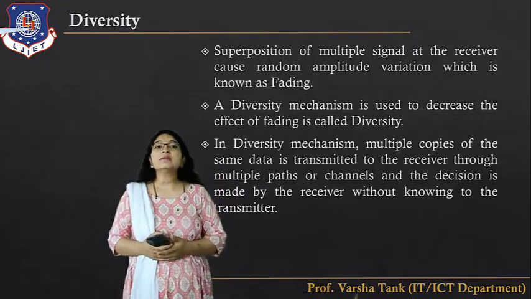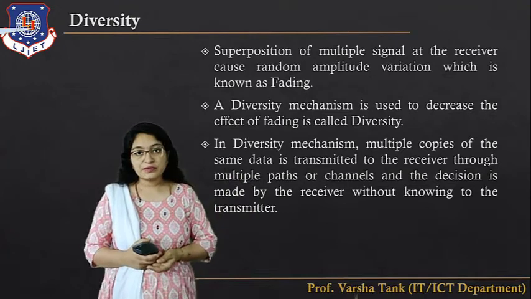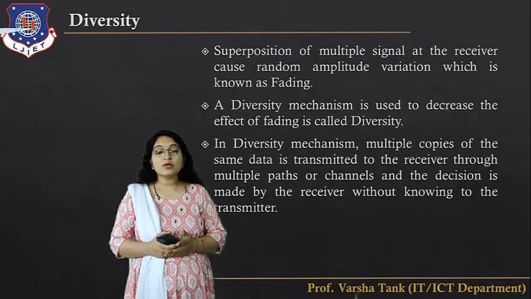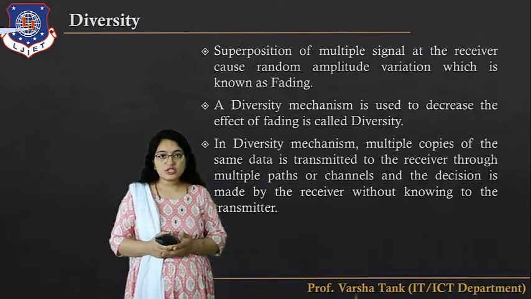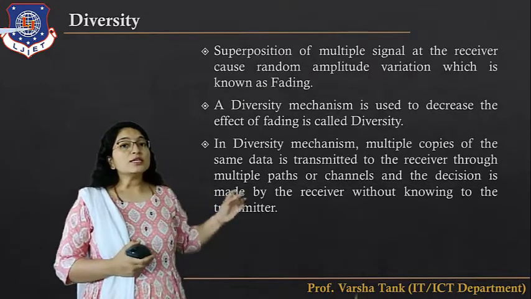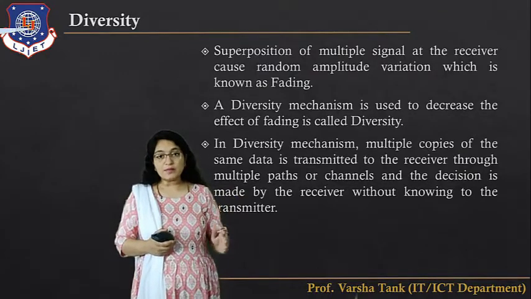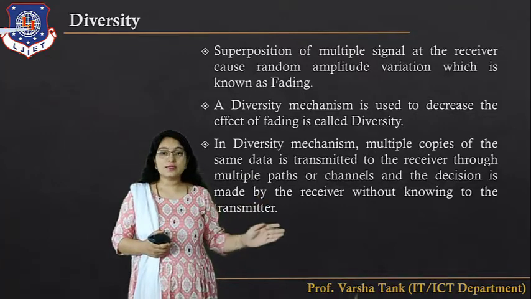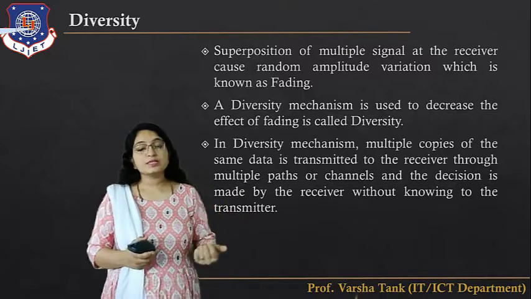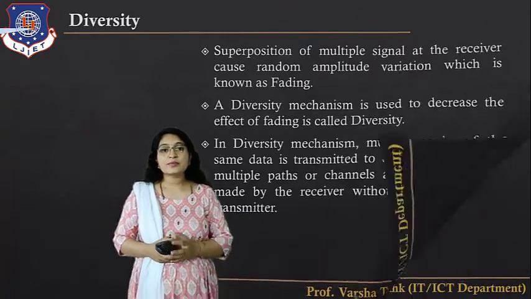A diversity mechanism is used to decrease the effect of fading, and that is called diversity. In the diversity mechanism, multiple copies of the same data are transmitted to the receiver through multiple paths of the channel, and the decision is made by the receiver without the transmitter knowing. So what happens in diversity? We send the same data multiple times on multiple signals to the receiver, and the receiver decides which signals to receive and which not. That is the diversity technique.